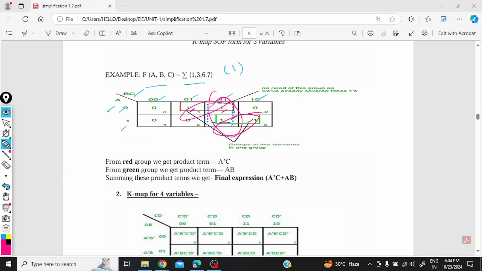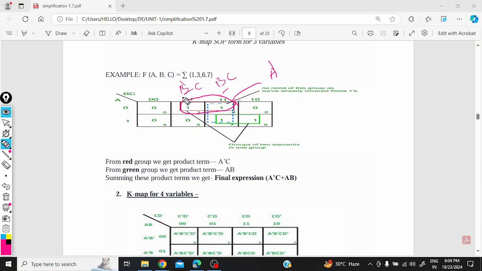Now when I grouped like this, let's mark these two ones again. On the left hand side the value of A is 0, that is A bar. If I observe the top, it is 01 and 11, which means this value is B bar C, this is BC.